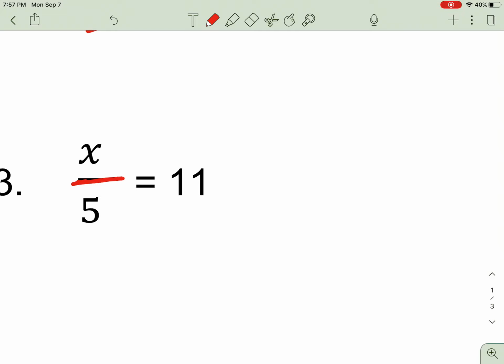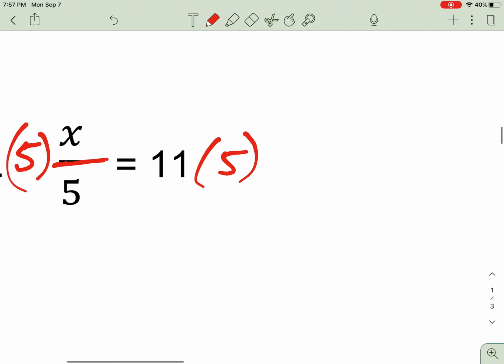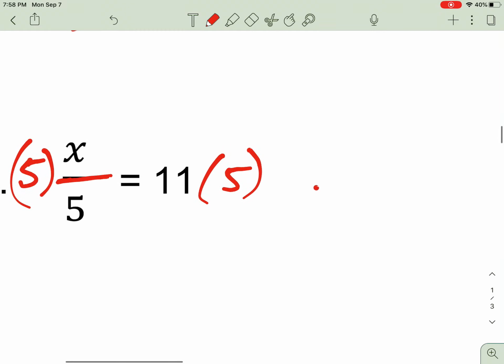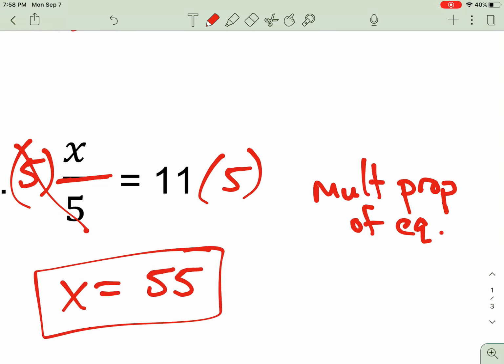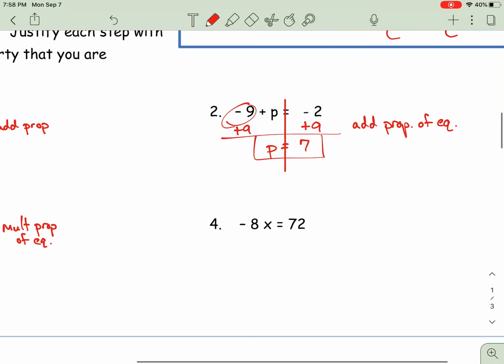Okay, well, what's the opposite of division? It is multiplication. So if I'm dividing by 5, the opposite of that would be multiplying both sides by 5. Okay, multiply both sides, right? And that would be the multiplication property of equality. That cancels the 5s because it was multiplying and dividing by the same number. And then on this other side, 11 times 5 is 55. Done. Okay, so just one step.